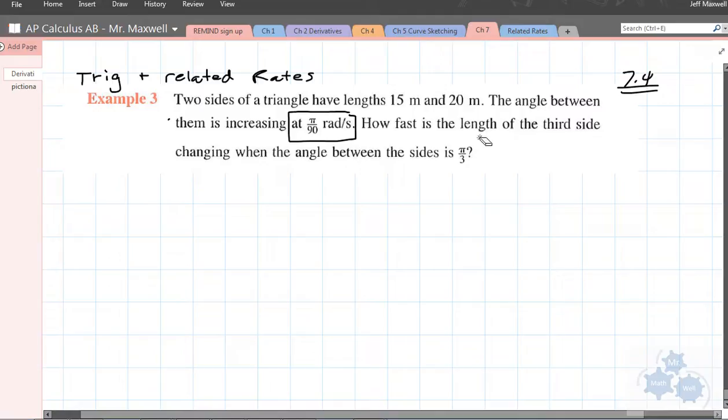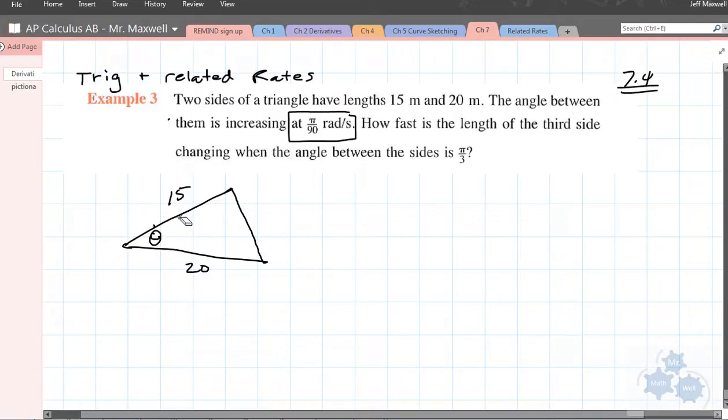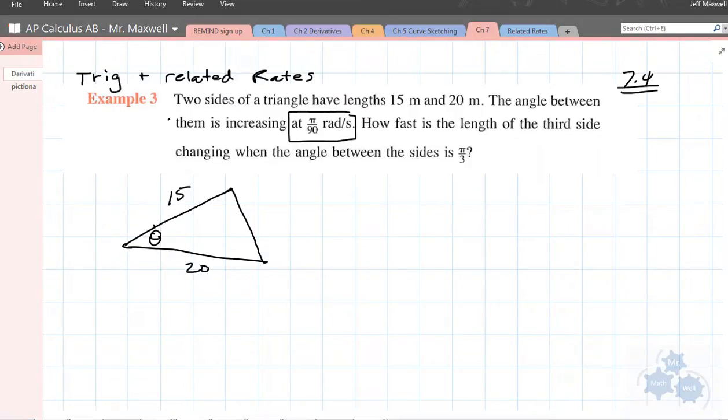The question is, how fast is the length of the third side of the triangle changing? So there's another rate. The third side is changing when the angle between the sides is pi over 3. Let's take a look at our drawing. Let's put the triangle up there, and here's the angle in between the two sides, and their lengths are 15 and 20. The third side, let's make it some random variable because it's going to change, and we don't know what it is right now. Let's just make it x.